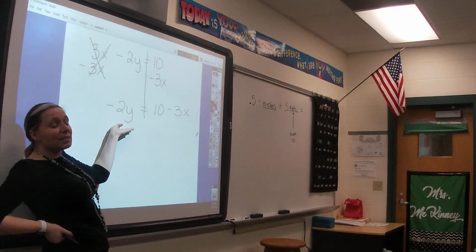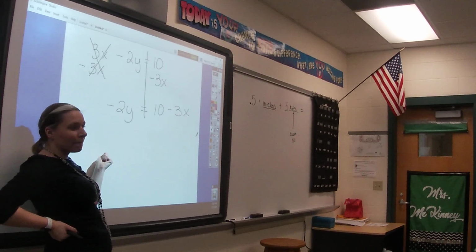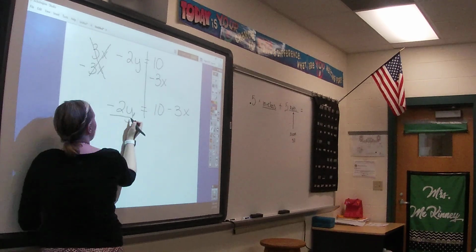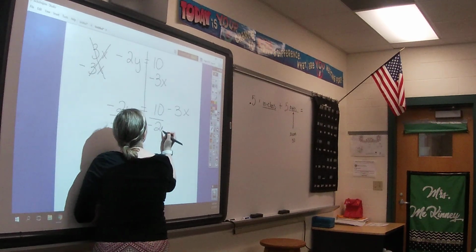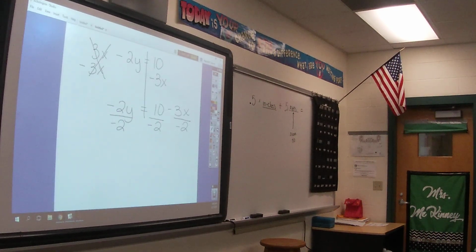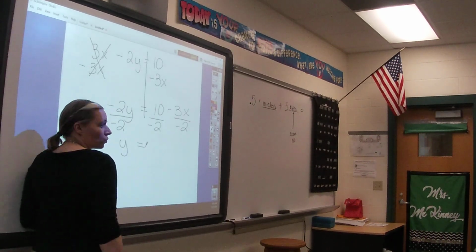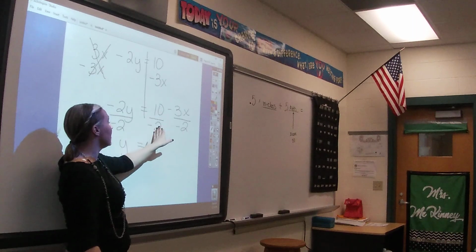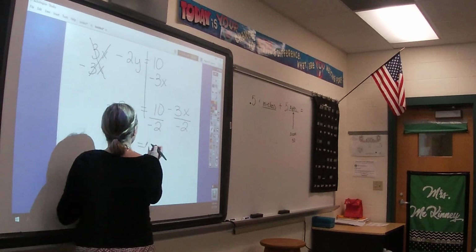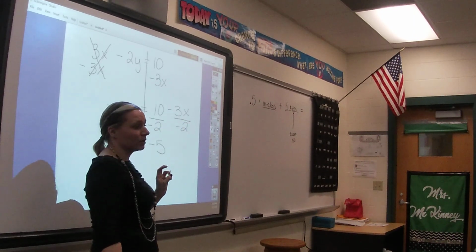Okay, then our second step says to divide by the number with y. So what number do we have right here sitting here with y? Negative 2. So we're going to divide in every location. So what is 10 divided by negative 2? Negative 5. And what is a negative 3 divided by a negative 2?